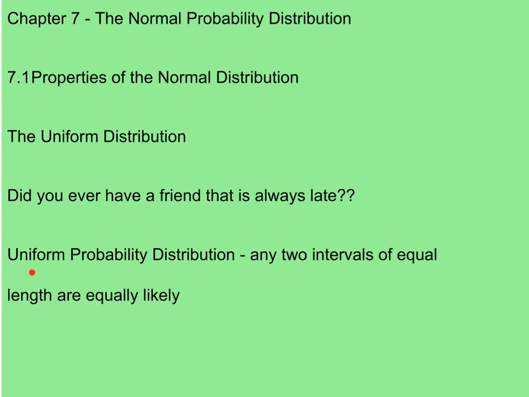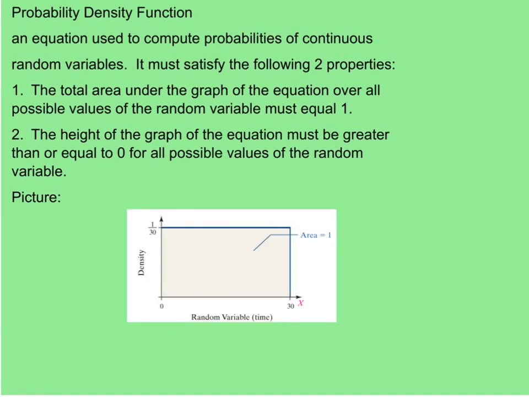But we're going to look at the uniform probability distribution. So go from that weird example, but apply it to the uniform probability distribution where any two intervals of equal length are equally likely. Okay, and so what does that look like? First of all, it looks like this rectangle. Before we get to that rectangle, we'll define a probability density function: an equation used to compute probabilities of continuous random variables. So instead of discrete, we're talking about continuous random variables here.